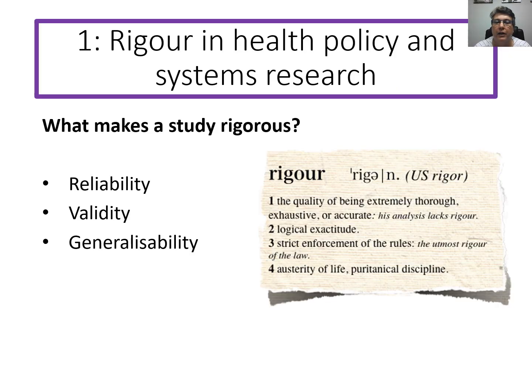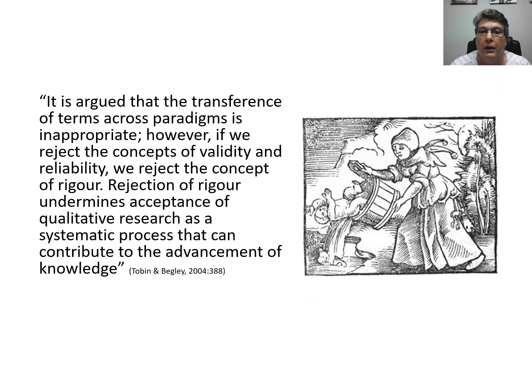Starting off with rigor in health policy and system research. Overall, a study is considered rigorous when we consider the reliability of data, as well as the processes applied, the validity, as well as generalizability. Our policy and system research is mostly based in a qualitative domain where we work with qualitative data.